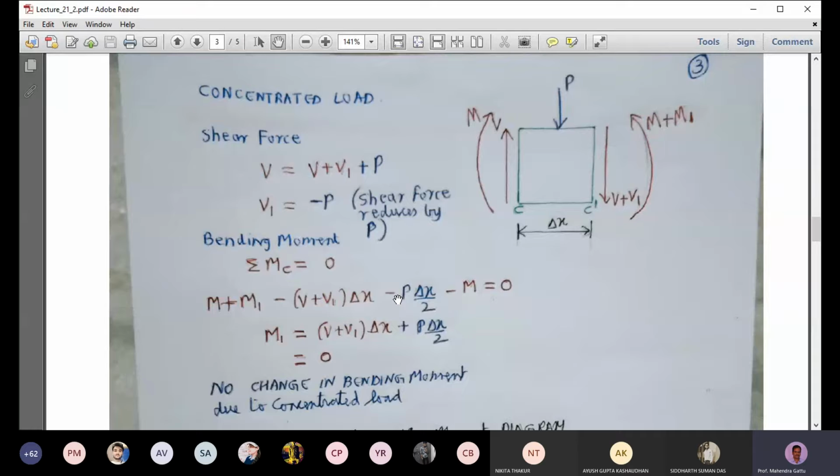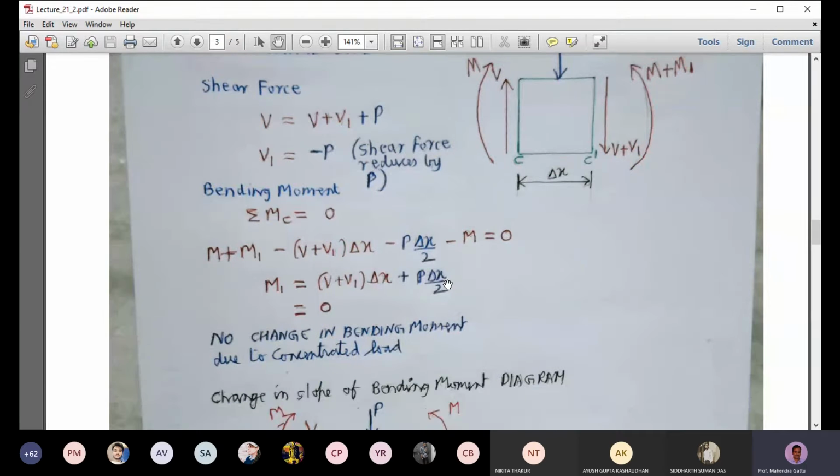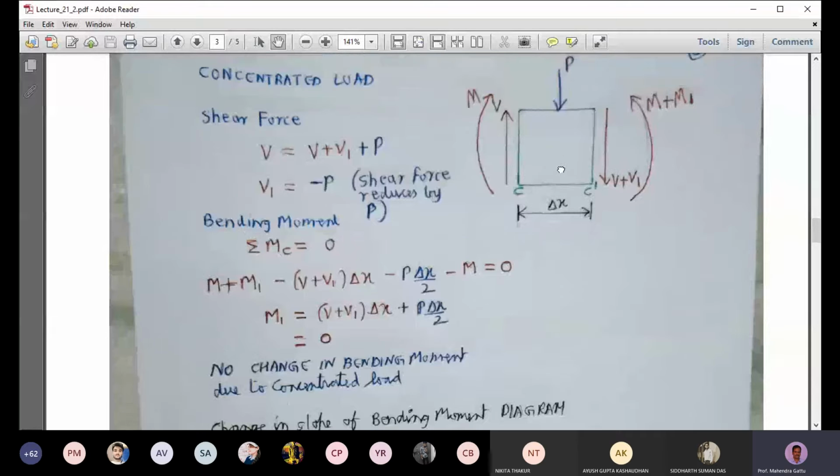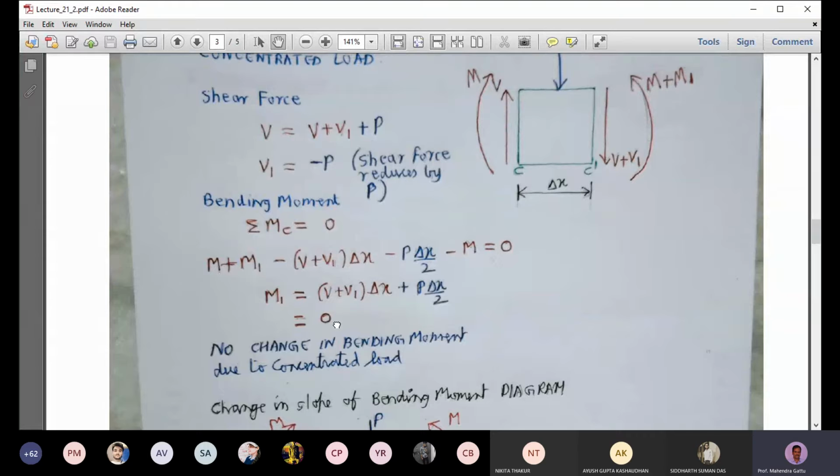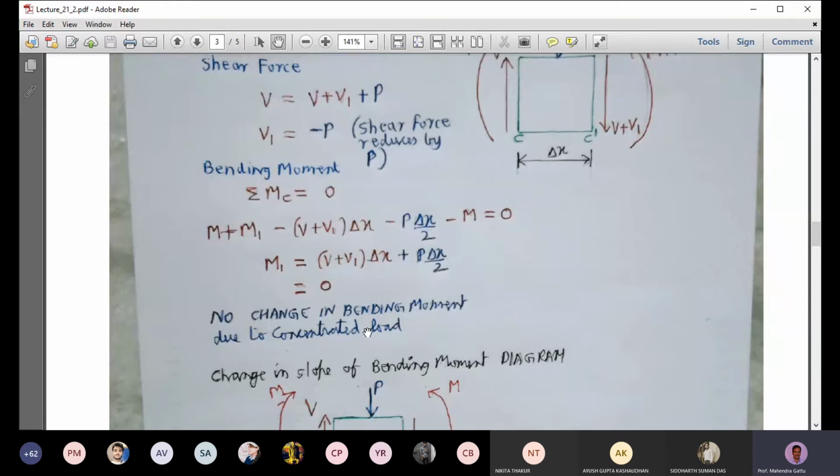And what we will do, we can cancel out the M terms. So we are left with M1, which represents the change in the bending moment. So M1 will be V plus V1 times delta x plus P delta x by 2. Here we are shrinking this delta x term to a very small negligible value. Delta x is tending to 0, so M1 will go to 0. So the change in bending moment due to that concentrated load is 0.